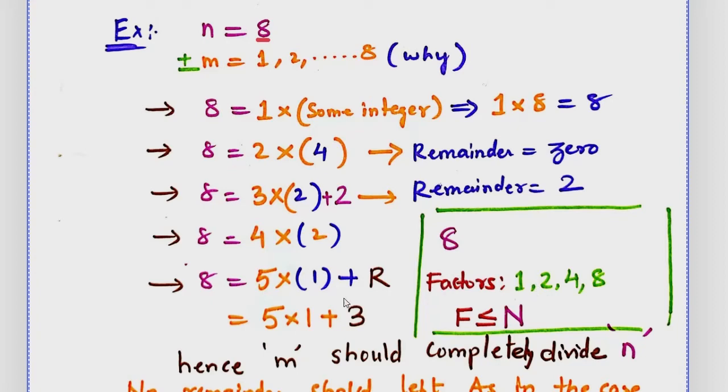So we can make an assumption here: factors of a number will always be less than or equal to that number. We have factors 1, 2, 4 and 8. As you can see, all these numbers are less than or equal to n.